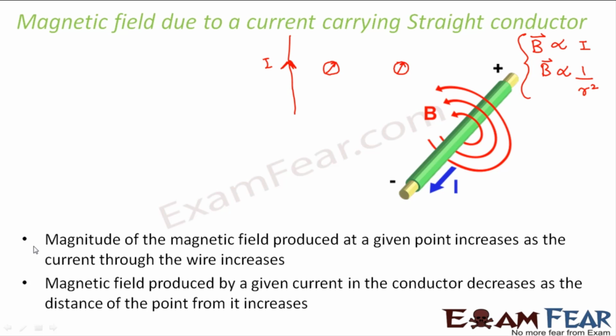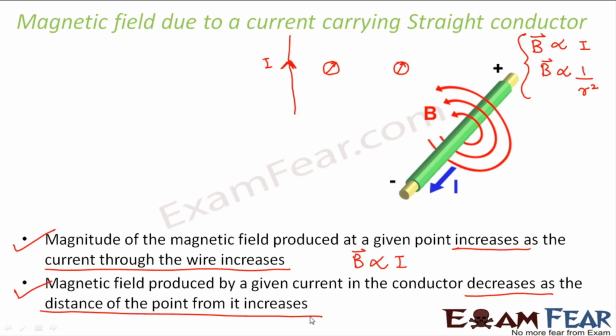So the conclusion was that as far as the magnitude of the magnetic field is concerned, the magnitude of the magnetic field at a point increases as the current through the wire increases. That is, the magnetic field is directly proportional to the current. The second observation was that the magnetic field produced by a given current in the conductor decreases as the distance of the point from it increases. That means the magnetic field was inversely proportional to the distance of the point at which we are measuring its value. Right? So that was the idea received about the magnitude of the magnetic field.